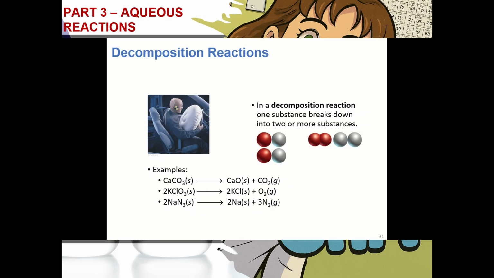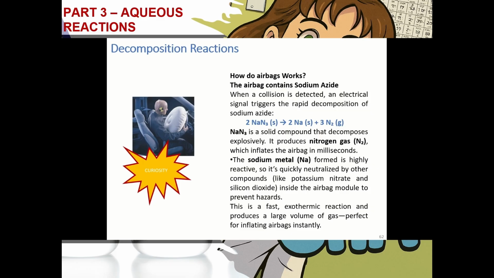So in the decomposition reaction, we have one substance that breaks down into two or more substances. Like we have calcium carbonate that is decomposing into carbon dioxide and calcium oxide. So and the other equations over here. Okay.